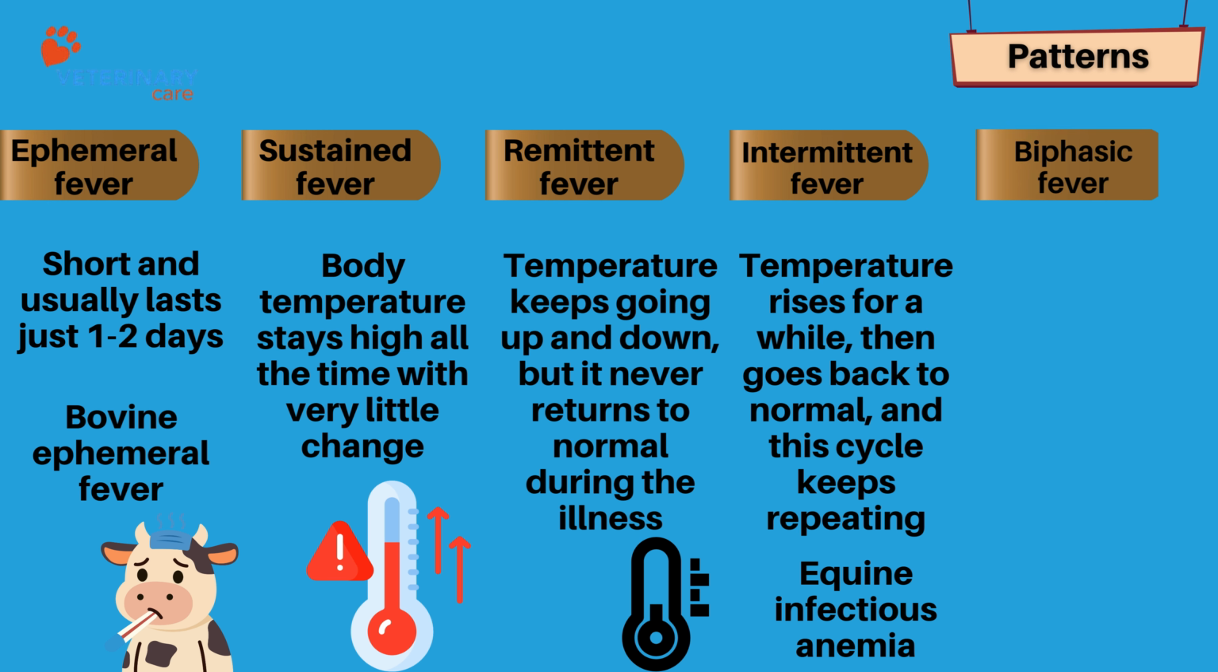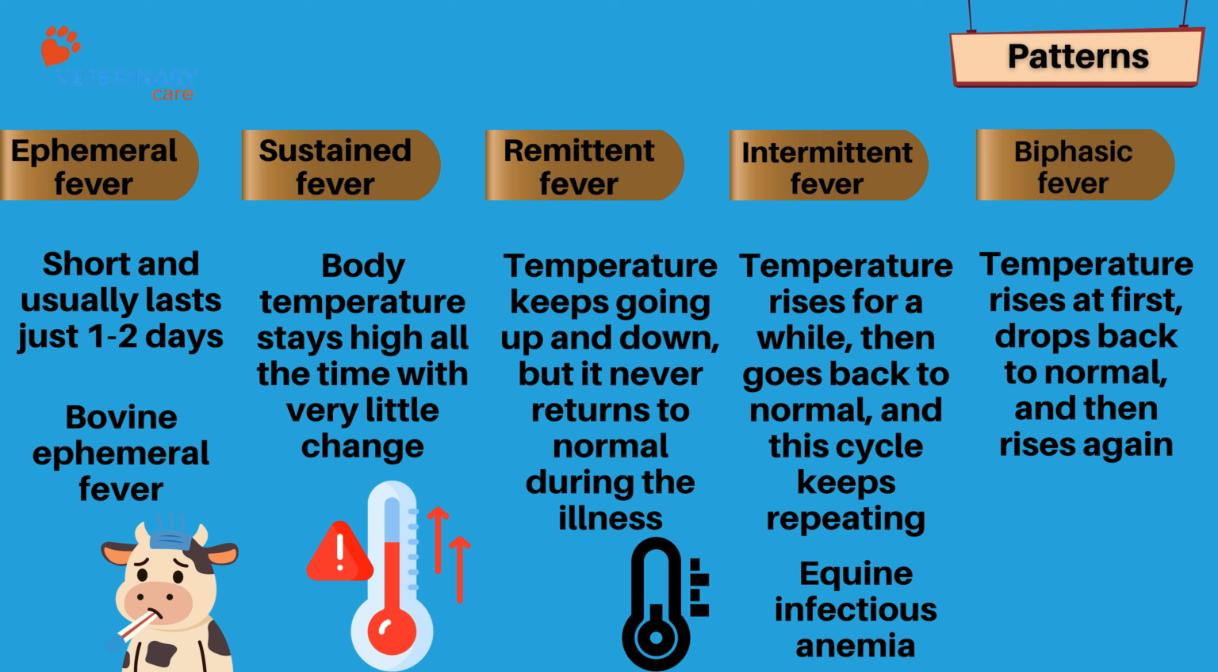Lastly, a biphasic fever happens in 2 stages. The temperature rises at first, drops back to normal, and then rises again. This pattern is seen in diseases like strangles in horses and leptospirosis.